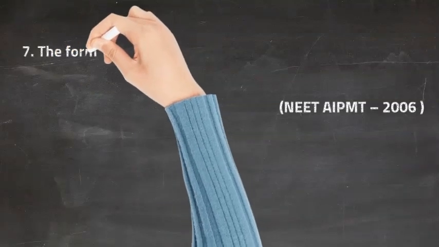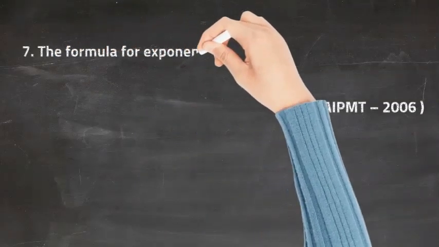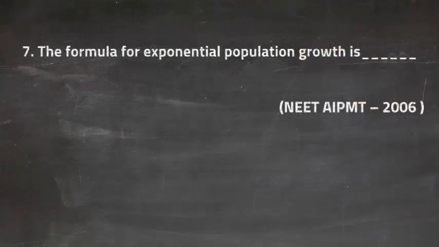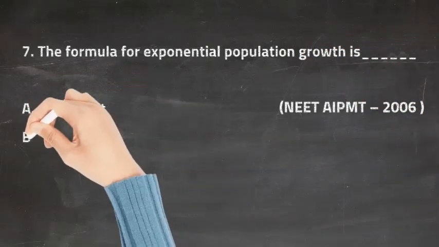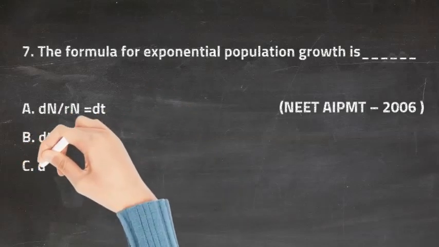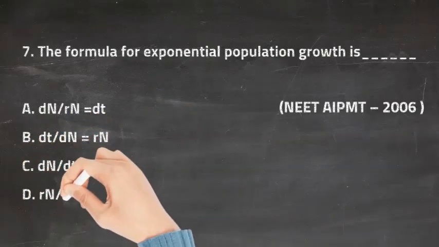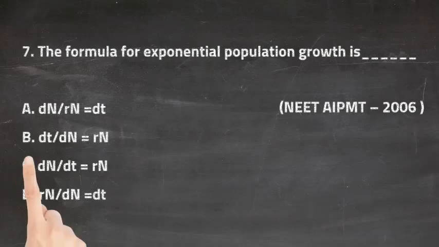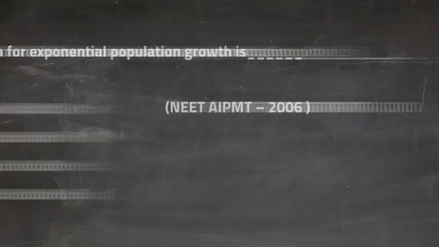Question 7. The formula for exponential population growth is dash. Option A, dN by rN is equal to dt. Option B, dt by dN is equal to rN. Option C, dN by dt is equal to rN. And option D, rN by dN is equal to dt. The right answer is option C, dN by dt is equal to rN.